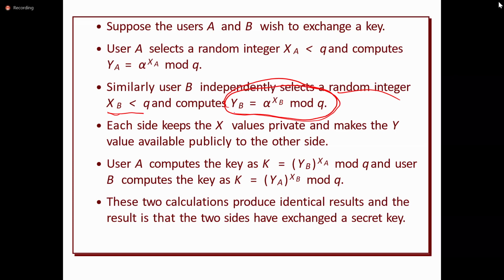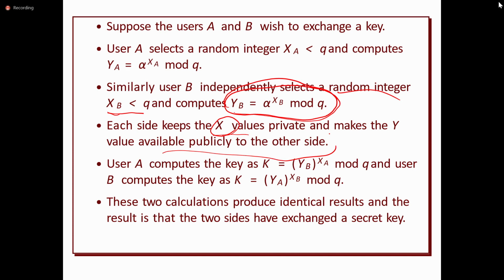After calculating the public keys of the sender as well as the receiver, the key will be generated as follows. If the sender is generating the key, the sender will use the sender's private key as well as the receiver's public key. If the receiver is generating the key, the receiver will use the receiver's private key and the sender's public key. X is nothing but the private key of the sender as well as the receiver, and each makes its Y value available publicly to the other side.